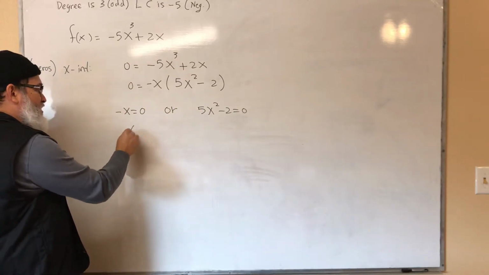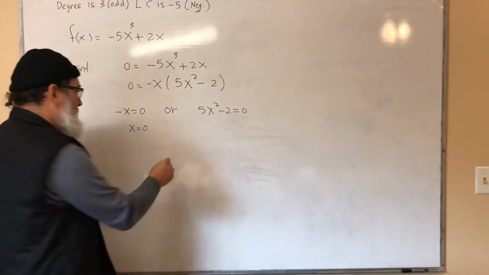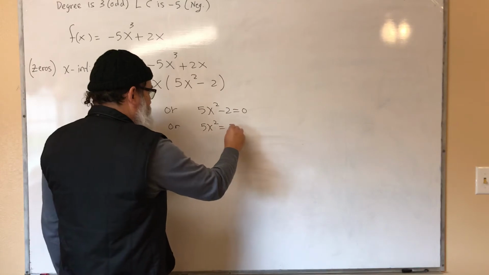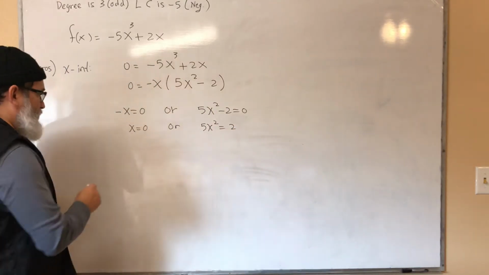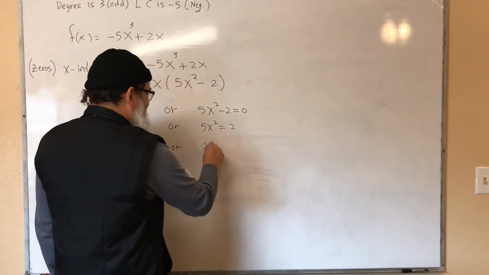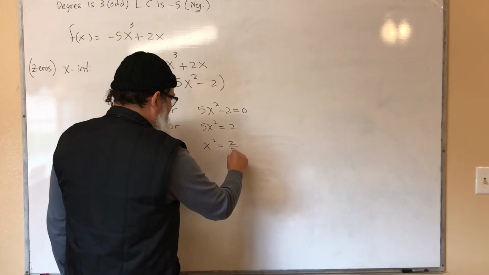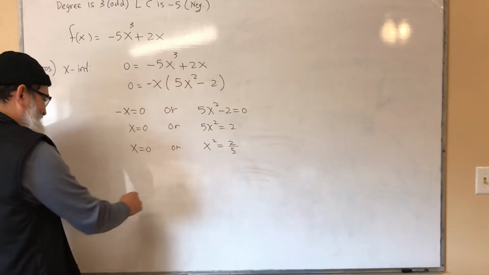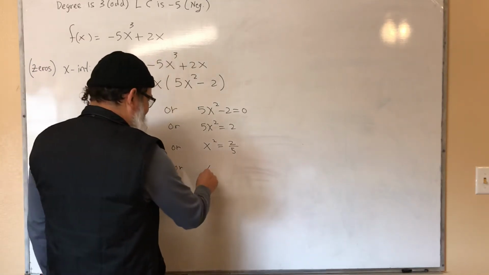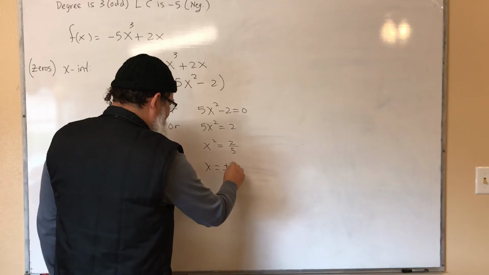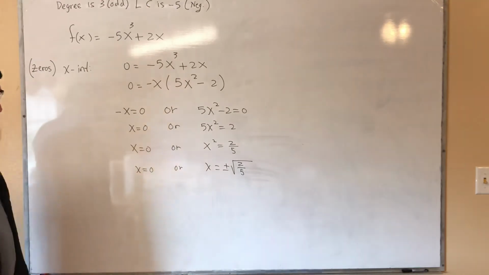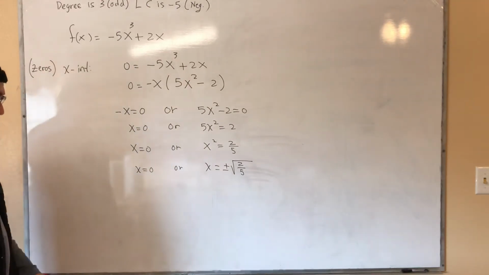If negative x equals 0, what is x? x equals 0 or 5x squared equals 2. x equals 0 or x squared equals 2/5. x equals 0 or x equals plus or minus the square root of 2/5. Take the square root of both sides. That's a number.